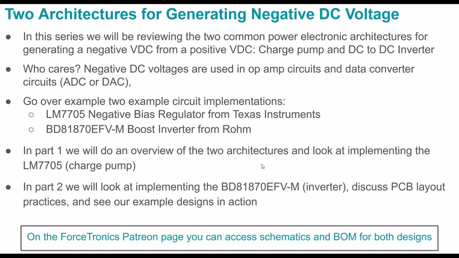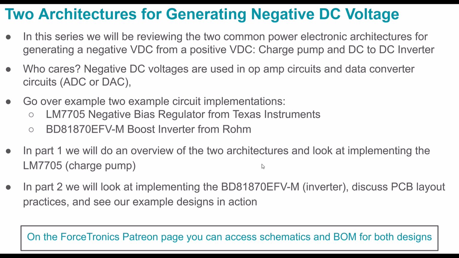Where do we need negative DC voltages? Well, where I've used them is in op-amp circuits and data converters, ADCs and DACs. If you want an amplified voltage that comes out of your op-amp to be able to swing to ground or to negative, you're going to need a negative DC voltage for the negative power supply input on the op-amp, often referred to as VSS.